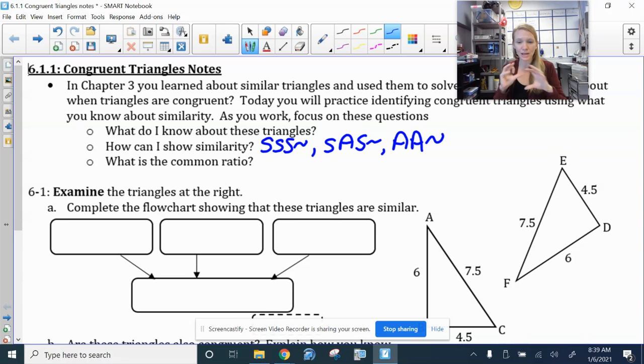And then our common ratio, being able to judge the sides, what's the zoom factor for them. That's what they mean by the common ratio. So I'll just put zoom factor here.